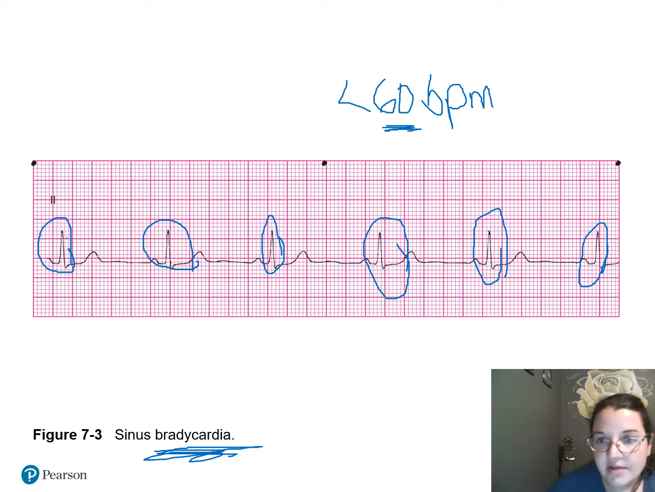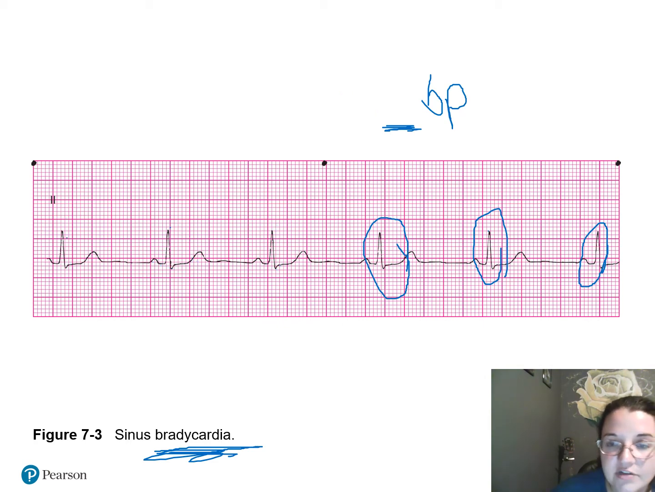So my heart rate was 60. The next question of my 5 questions is, do we have P waves? Yes, we do. And then the last 2 questions are, what are my intervals for PR and QRS?